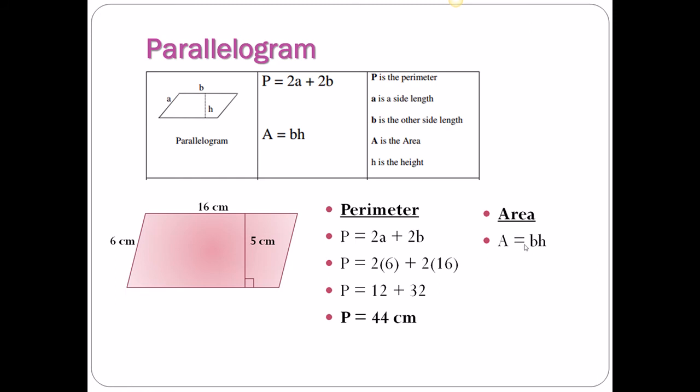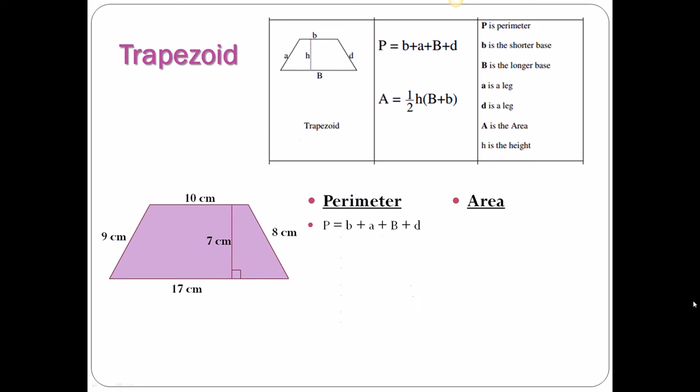So my area, base times height. Again, I write my formulas down. So what's the base? 16. What's the height? 5. And when letters are next to each other, it means to multiply. So 16 times 5 is 80. And again, area is always your units are squared. All right, 2 down. We're doing good. Let's go to a trapezoid.